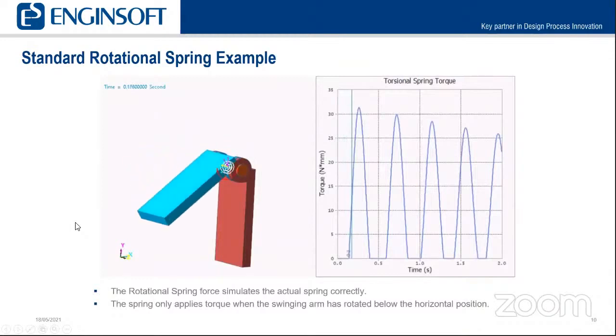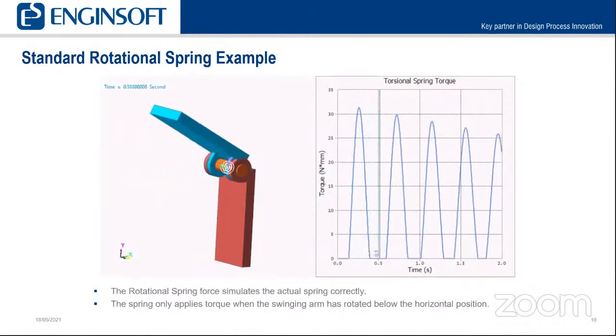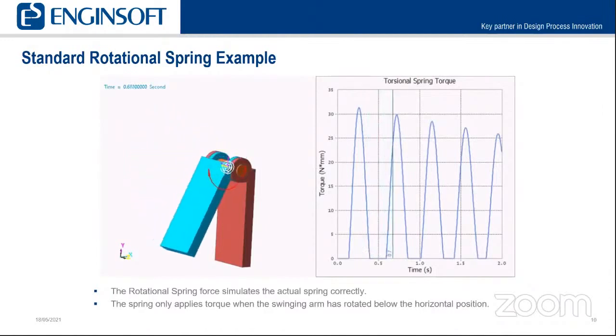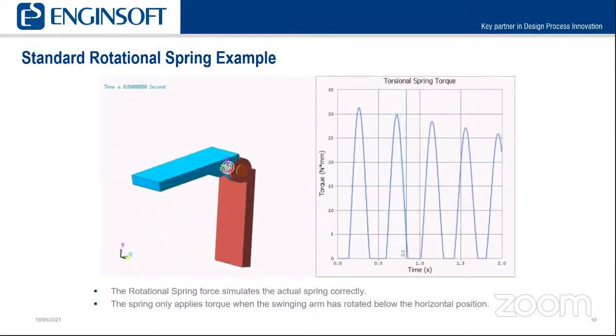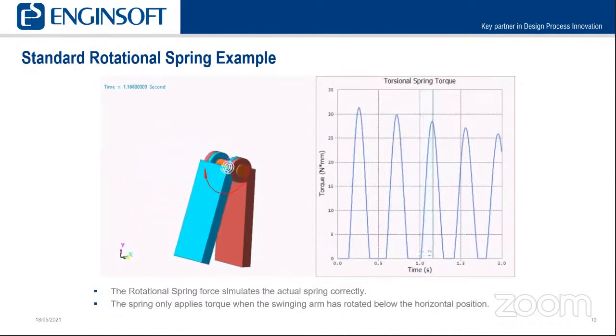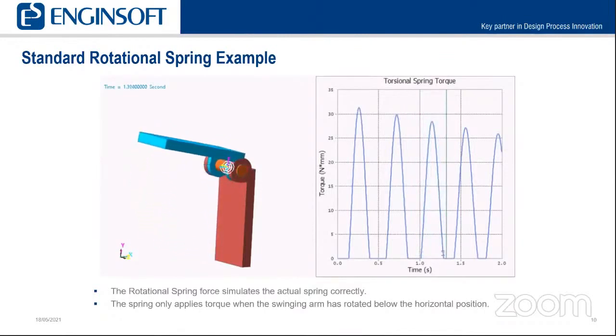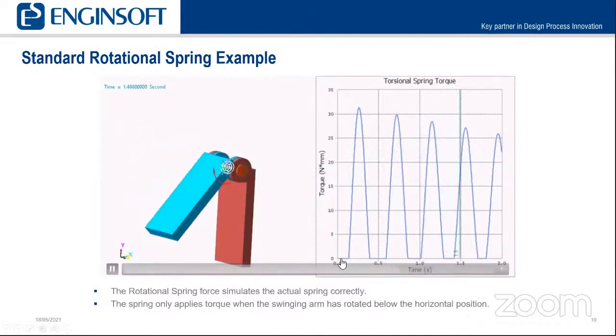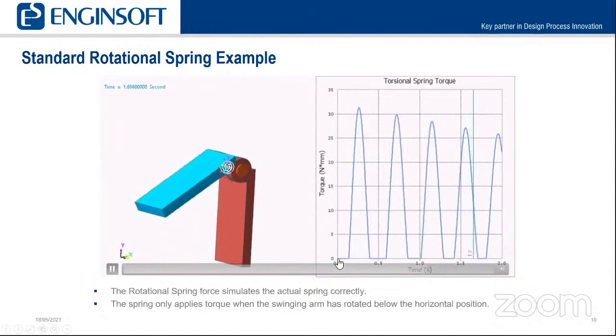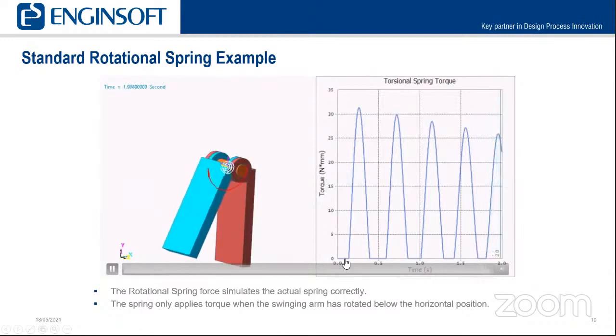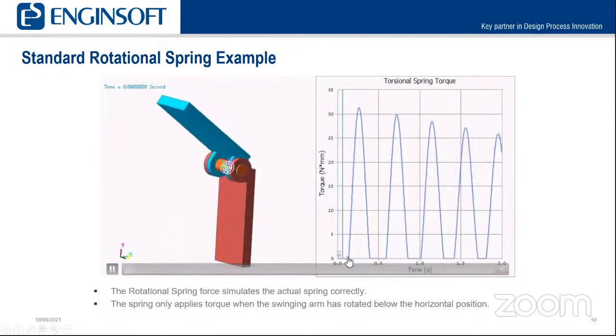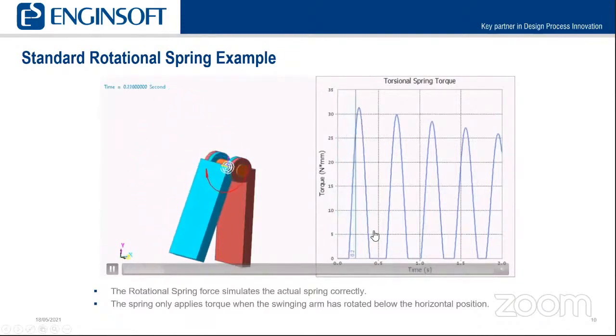So these are the results of that simulation using the standard rotational spring entity with the nonlinear stiffness spline. And so we can see that the spring entity is simulating the actual spring correctly. So there's no force or torque being applied during certain portions, until the swing arm reaches that horizontal position, and then that's when the spring starts to apply that torque.